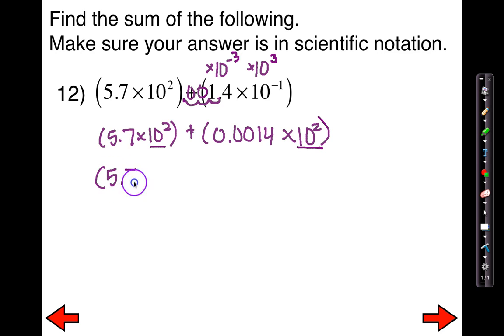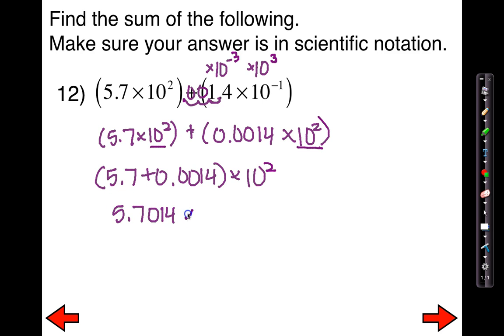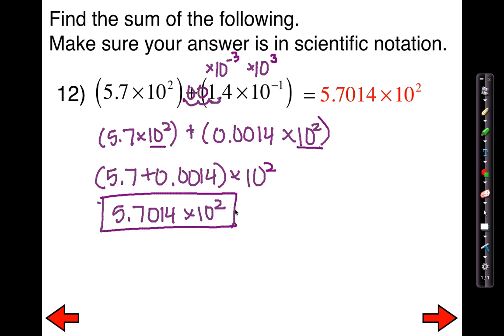Now that the bases and exponents match up, I can go ahead and combine like terms, adding those coefficients together. 5.7 plus 0.0014 times 10 squared. I'm just going to add these two numbers together, leaving me with 5.7014 times 10 squared. Since this coefficient does fall between 1 and 10, I am done, and that is my answer.